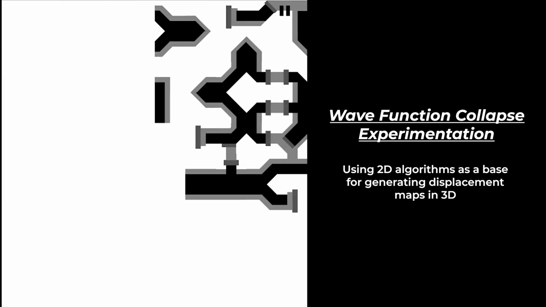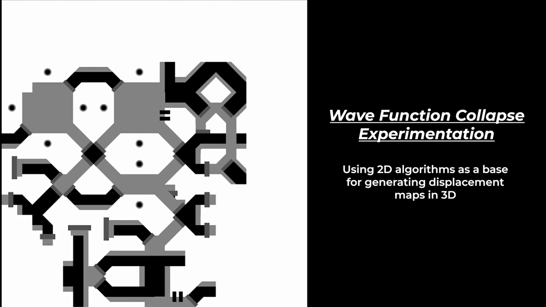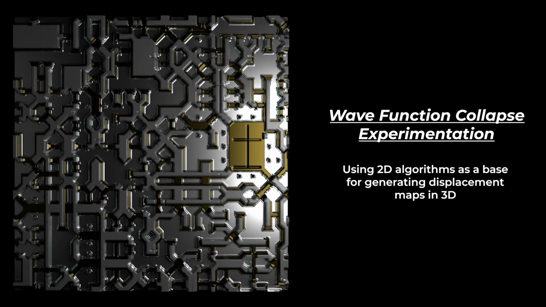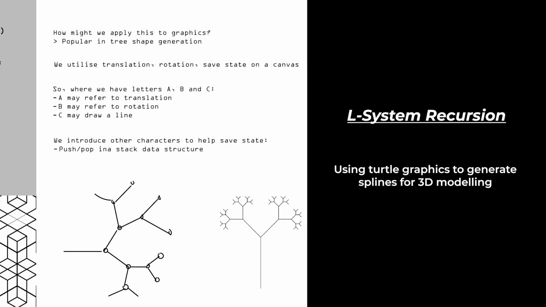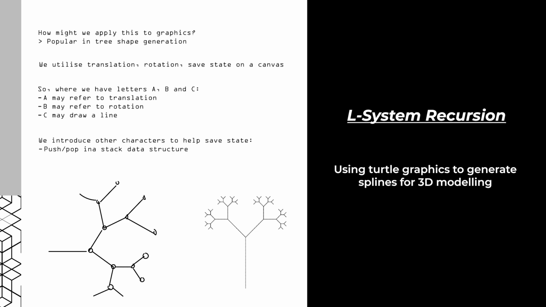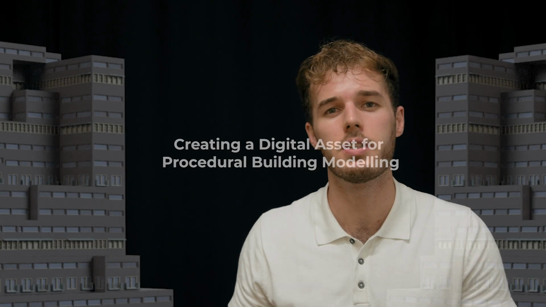From the start of this project, I was particularly interested in looking into procedural modeling techniques. This led me down a rabbit hole exploring different fractal patterns, wave function collapse algorithms, and L-system recursion. And this led me to conceptualize the first part of my project. How could I procedurally generate buildings as 3D assets to be used in animation?